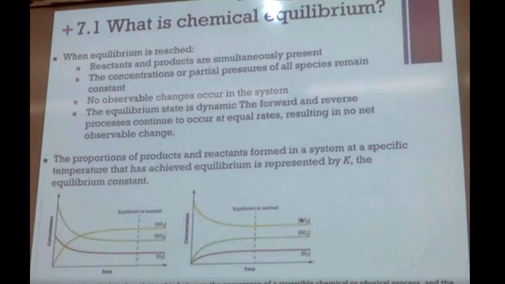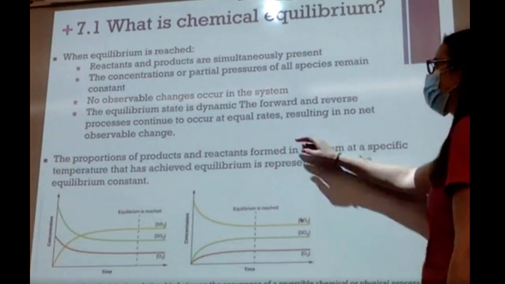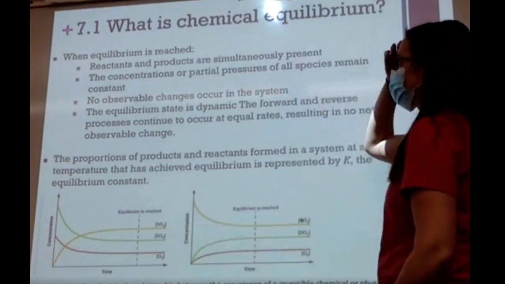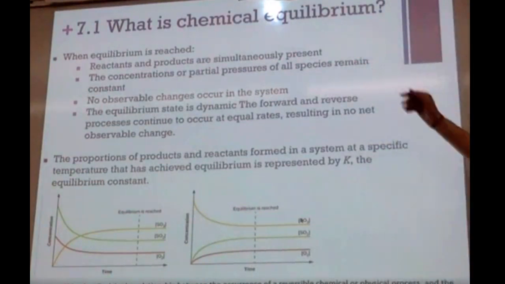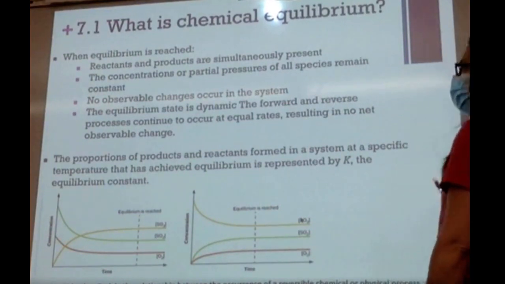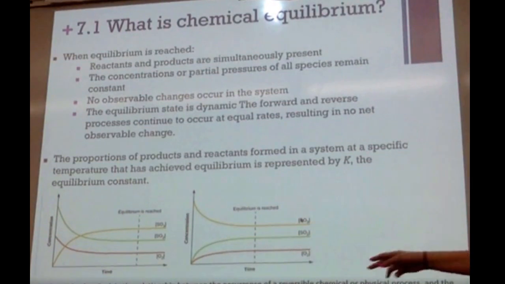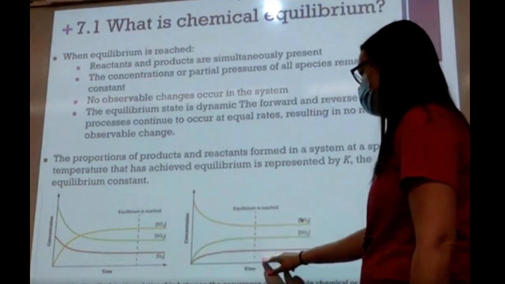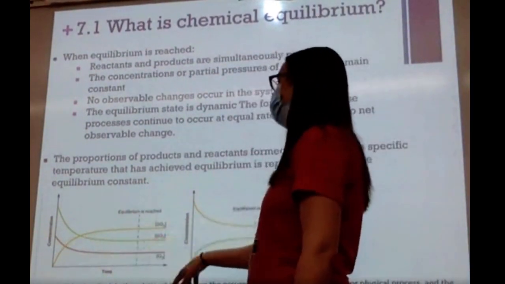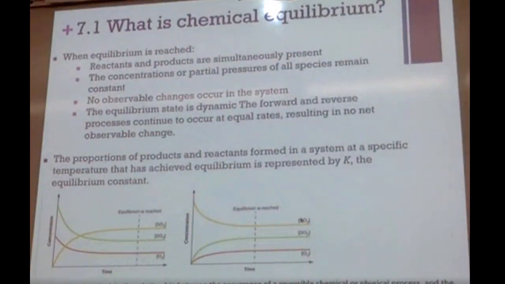So going along with topic 1, this essentially is just paraphrasing what was on the slide before. Once equilibrium is reached, we have reactants and products present at the same time. Concentrations or pressures remain constant. We see it again here. Concentrations remain constant once we hit equilibrium. Equilibrium is dynamic. The rates are equal, so we don't see any observable change.